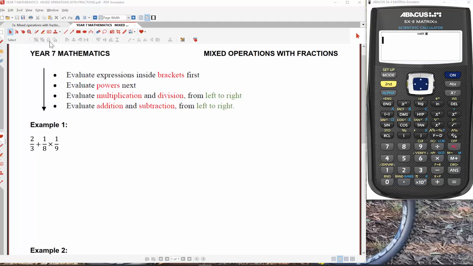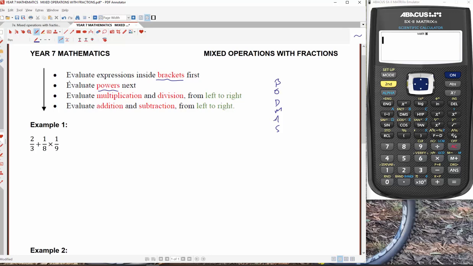In the lesson today, what I'll do is just work you through some mixed operations with fractions. And just a reminder that many of you will have heard this called BODMAS. Just call it the order of operations, which means that you evaluate the expressions inside the brackets first. So you do your brackets first.